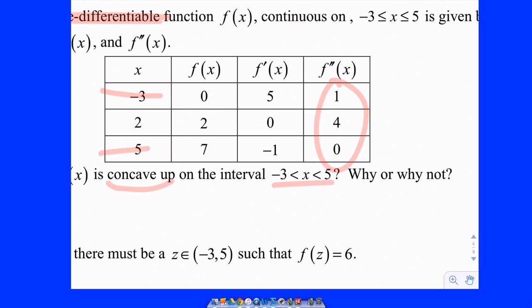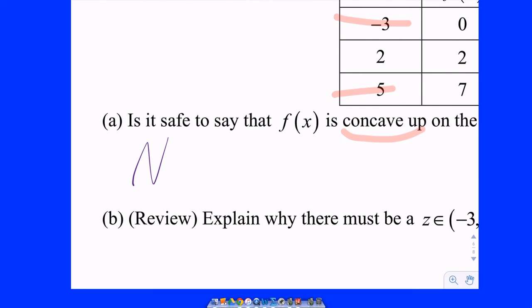But we're looking on the open interval. So the only value that I have the concavity for on the open interval from -3 to 5 is 4. That's a positive number. Ergo, the function must be concave up everywhere because it's concave up at one point. If it's raining outside my window, the left one, it must be raining outside every window, right? Is that true? No. So we can't say that.